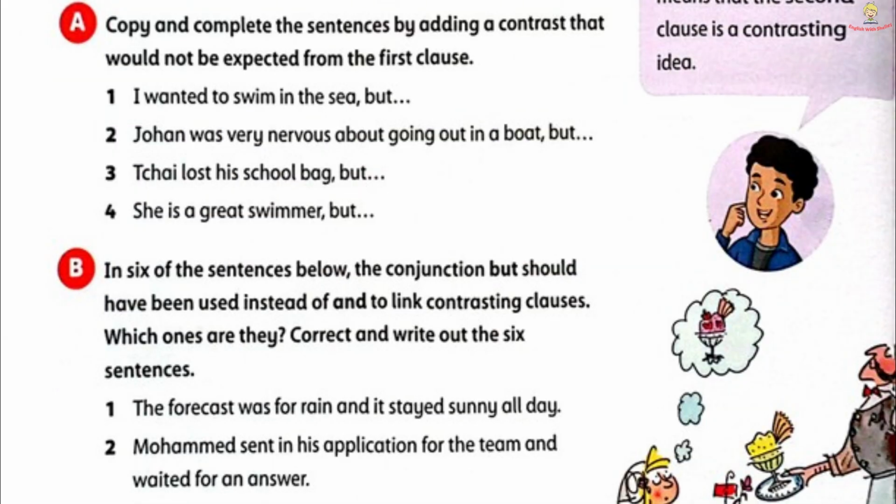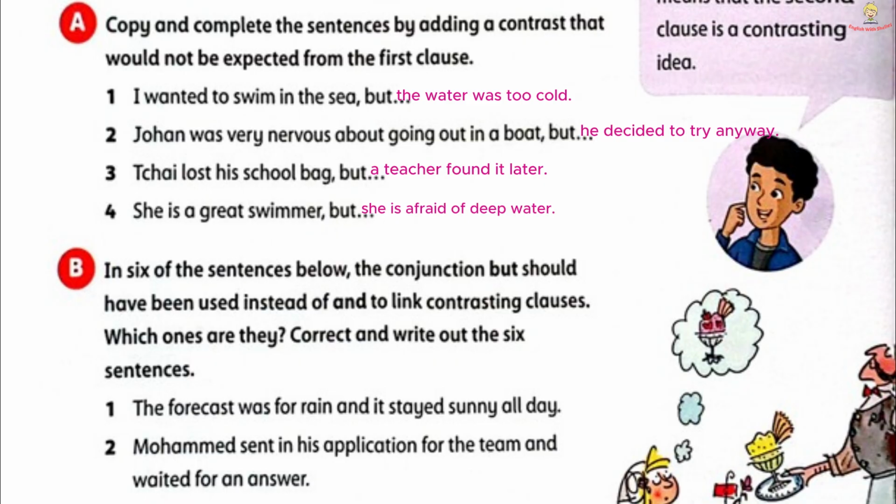Part A. Copy and complete the sentences by adding a contrast that would not be expected from the first clause. So here we write the opposite clause. The first one is, I wanted to swim in the sea, but the water was too cold. Johan was very nervous about going out in a boat, but he decided to try anyway. I lost my school bag, but a teacher found it later. She is a great swimmer, but she is afraid of deep water.